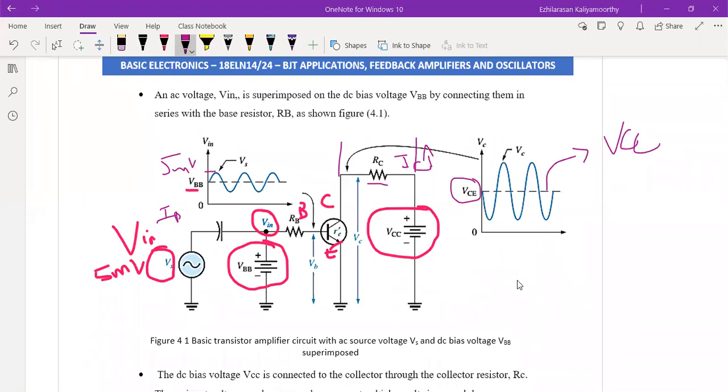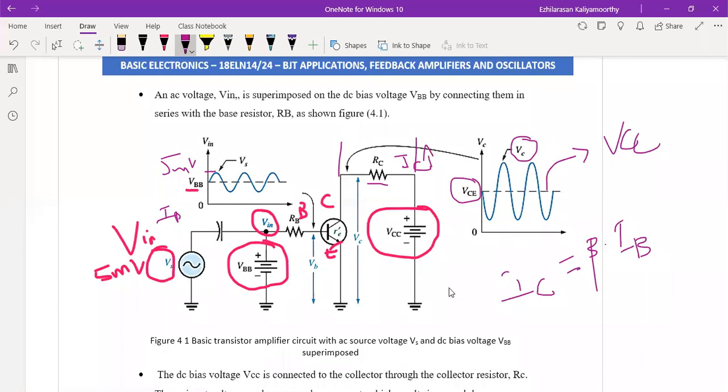What is the relation here? IC is equal to beta into IB. This is the relation. Now remember your operational amplifier, it is the same as this. I'm talking in terms of voltage now: the input voltage we got, the collector voltage, will be multiplied by the gain factor.